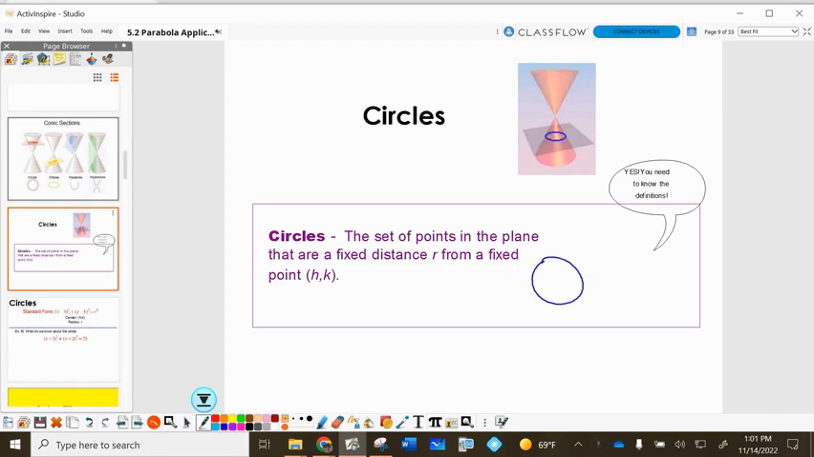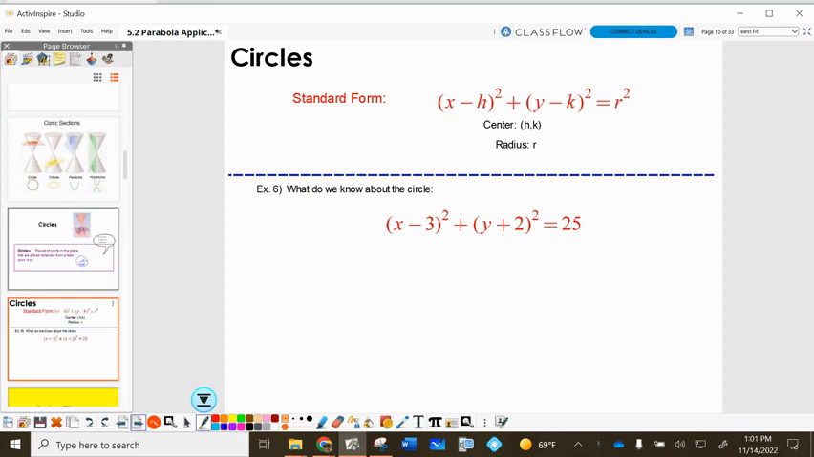So of course we know the center of the circle, that would be our (h, k), and that distance that they are from the center, we would call that the radius, right? It's the set of all points that are that far from the center. Okay, standard form of a circle is (x minus h) squared plus (y minus k) squared equals r squared, where the center is (h, k) and the radius is r.